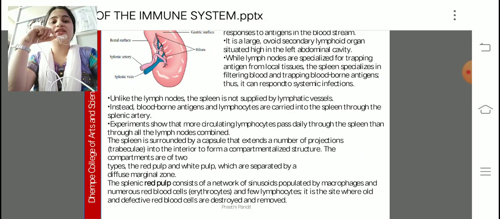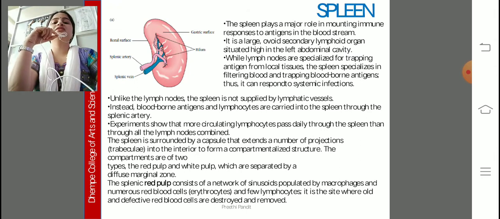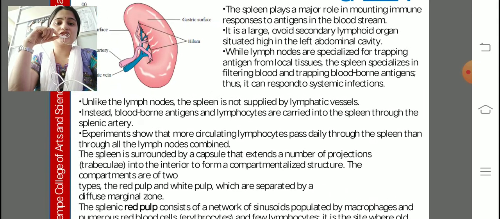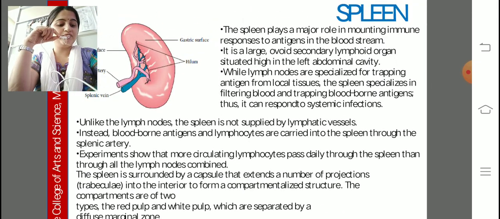So now we'll discuss the second example of the secondary lymphoid organ, which is the spleen. Spleen, you can see the structure of the spleen. It is a very important immune organ which is large, okay, and it is present near the left abdominal cavity. Lymph nodes are specialized in trapping antigens. Here the spleen does not trap antigen, okay, but the spleen has other important roles.